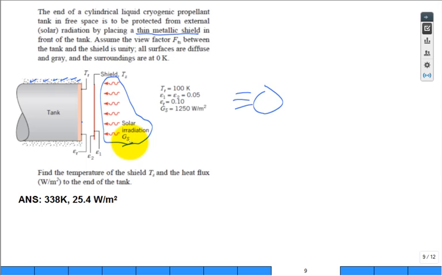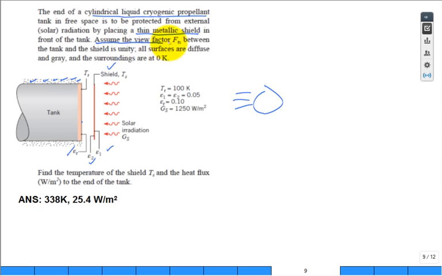Go back to chapter 1. G subscript S was introduced. Believe it or not. All right, so that's a solar irradiation. And instead of going directly to the surface of the liquid cryogenic propellant tank, it's going to hit the shield. The shield has an emissivity on this side, an emissivity on that side, and the propellant tank has an emissivity as well. Let's continue to read the problem.